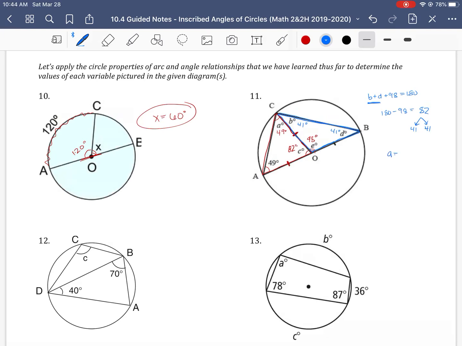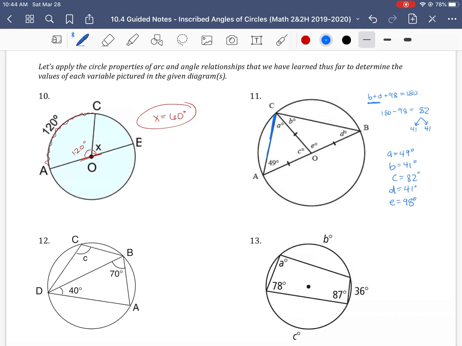So we've now figured out that A is 49 degrees, B is 41 degrees, C is 82 degrees, D is 41 degrees, and E is equal to 98 degrees. Now, that's my favorite way to look at it, just using triangles. Triangles are awesome.